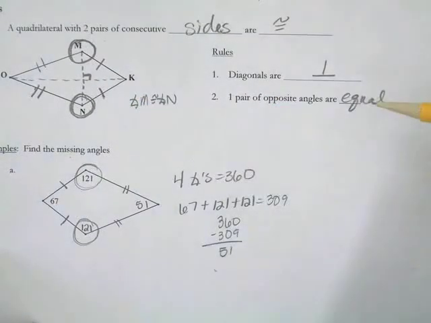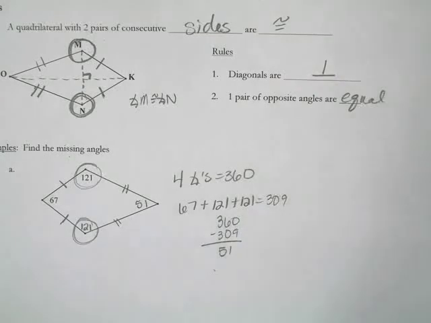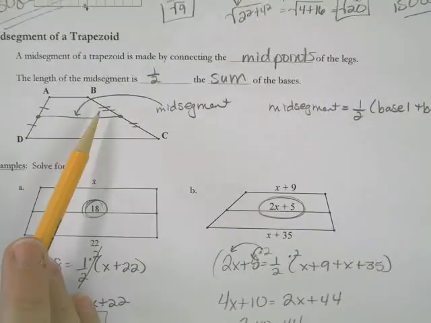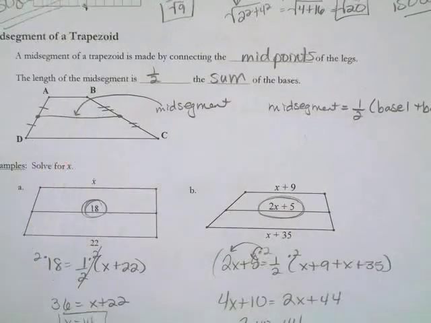We also learned about the mid-segment of a trapezoid. The mid-segment is half the sum of the bases. And then we learned about trapezoids, isosceles and regular trapezoids.